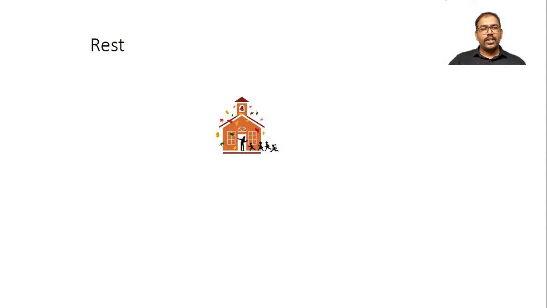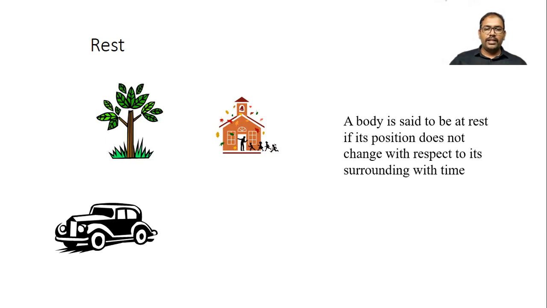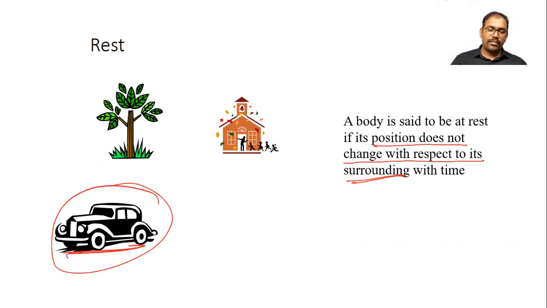Now rest. So when we say that body is in rest, you can see these are the examples. If body is at rest, it means that it is not changing its position. So position does not change with respect to surrounding, then the body is at rest. If car is at one point, then we can say that car is at rest. The tree is not changing its position with respect to the surrounding, so it is at rest.